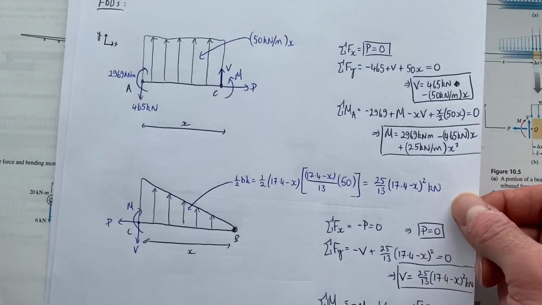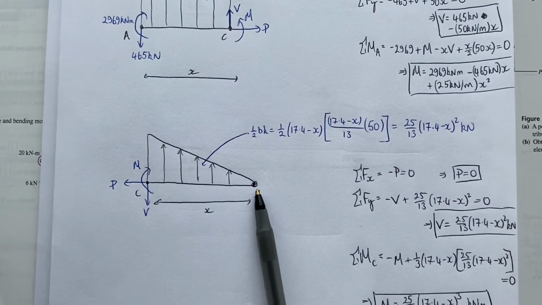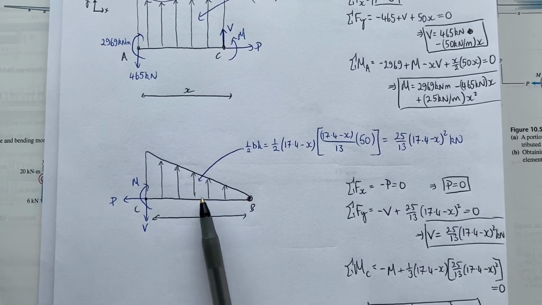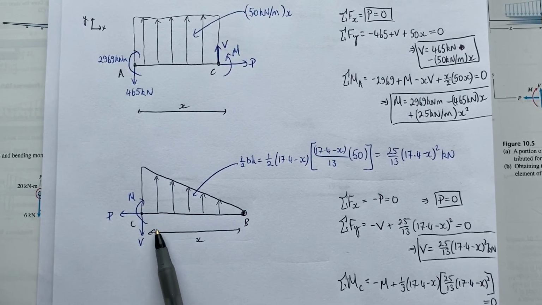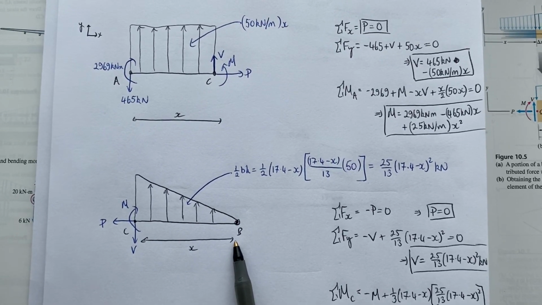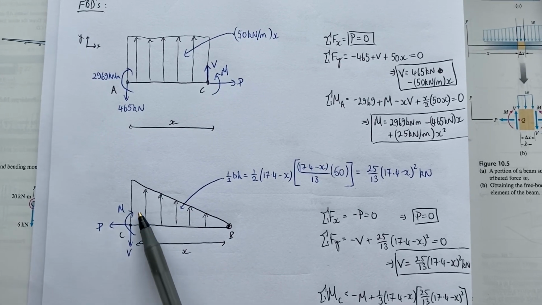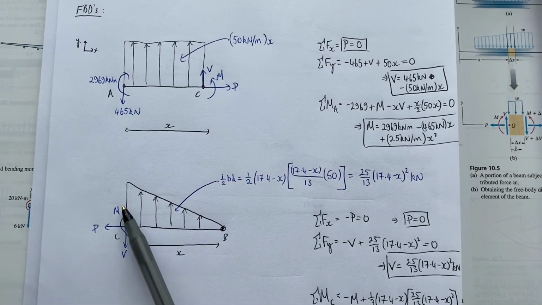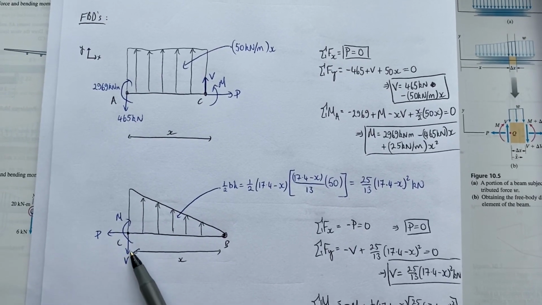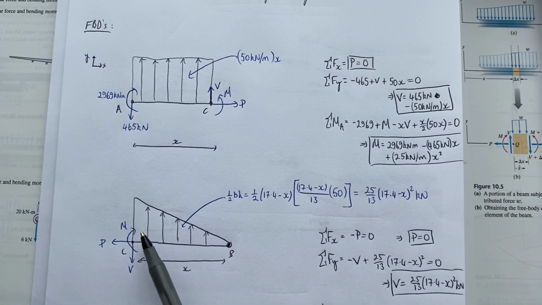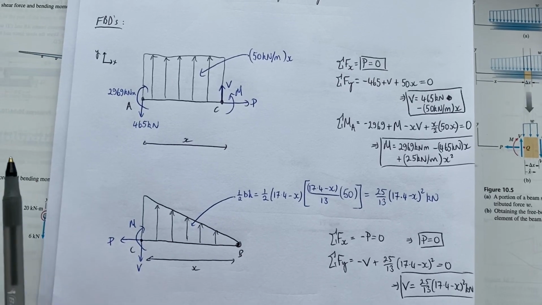So I've drawn it from the right-hand side, called this point B over here, point C where I've cut it. This distance is x, right? So I've drawn my internal forces with the opposite directions, right? Because it should be equal and opposite to the other side.